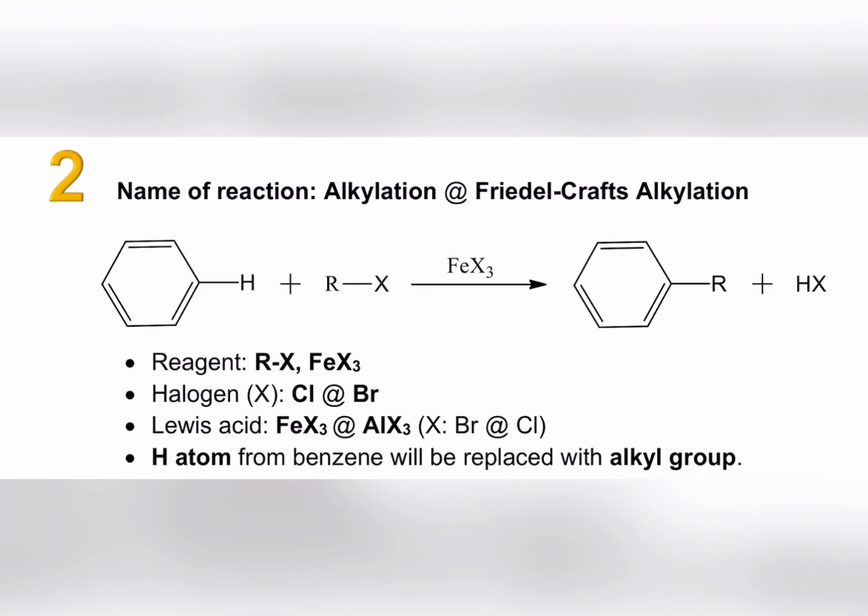The halogen can be Cl or Br, and of course you have to put the Lewis acid on top of the arrow, and the reaction will proceed where the hydrogen from the benzene will be replaced with the alkyl group from your reagent. So R will be attached here, and this hydrogen will combine with your halogen. So this one will be your side product. And please take note that in this case, we are doing substitution. So the H atom from the benzene will be replaced with another group. Please make sure as well, when you choose X here and X there, they are supposed to be the same one.